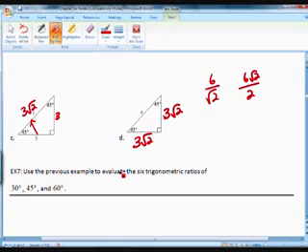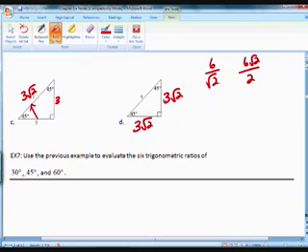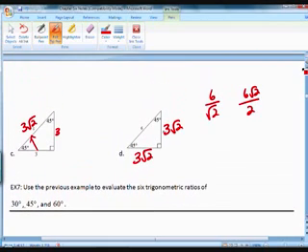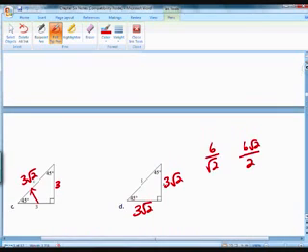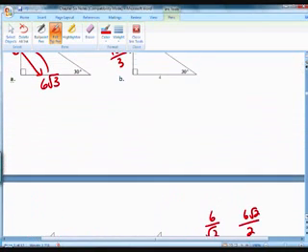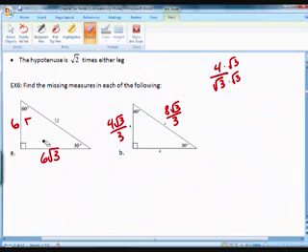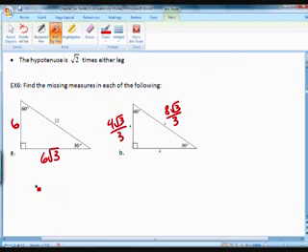Use the previous examples to evaluate the 6 trig functions of 30, 45, and 60 degrees. This is, I think, the last problem, but this leads us into some common angles that we're going to be talking about in the next few lessons. Let's go back to the previous example, and I hope I still have them there, the different values. Yeah, good deal. We're asked to find the sine, cosine, and tangent of 30, 60, and in a second we'll do 45 degrees. Take either one of them.